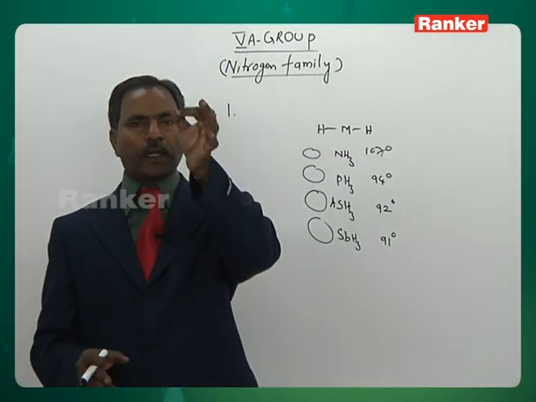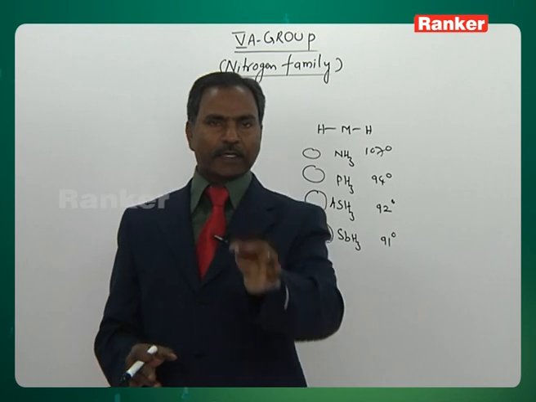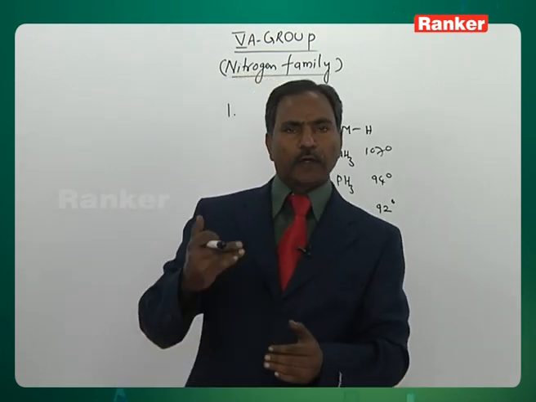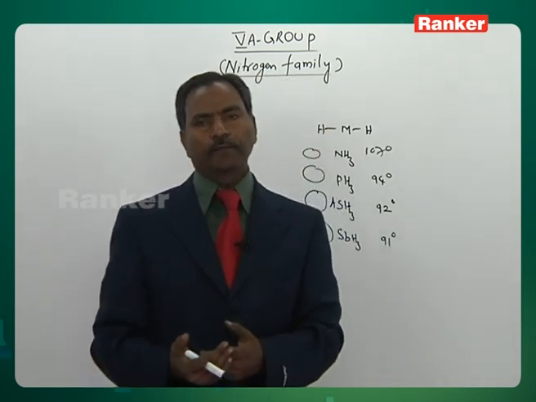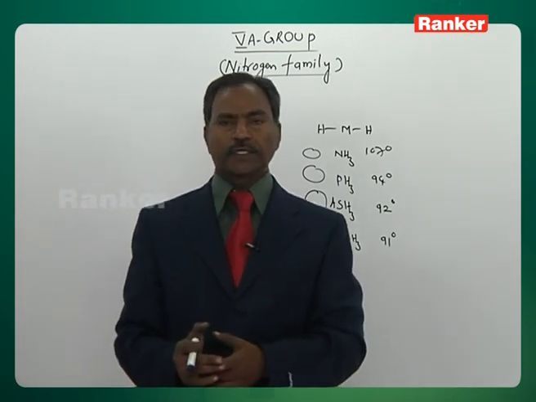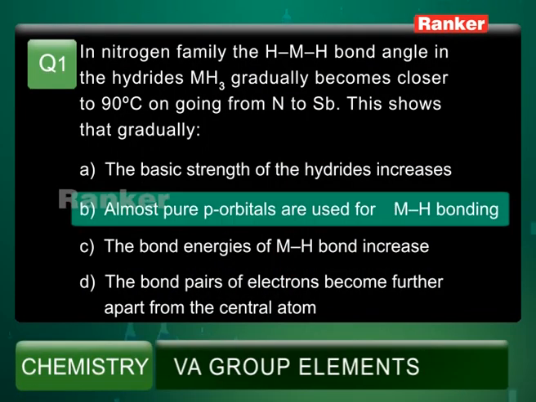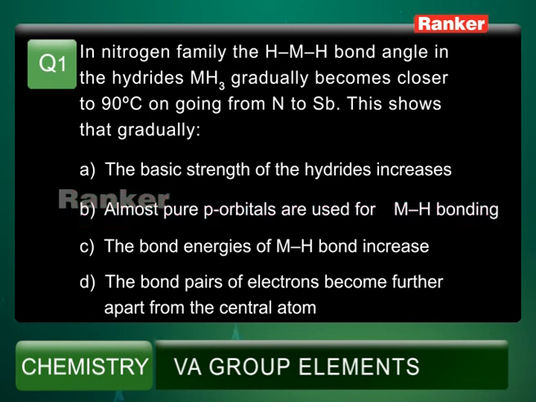Only one reason is suitable: the sp3 hybrid orbital character is decreasing and atomic p orbitals are involved in bonding. That is the suitable reason for this question. Therefore, the question number 1 answer is B.